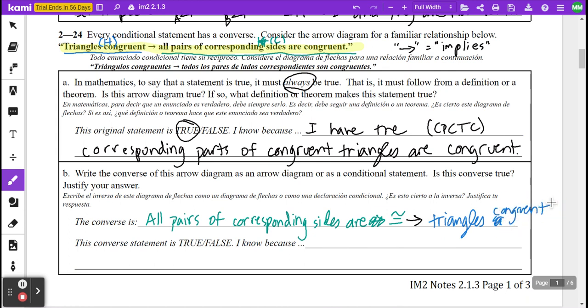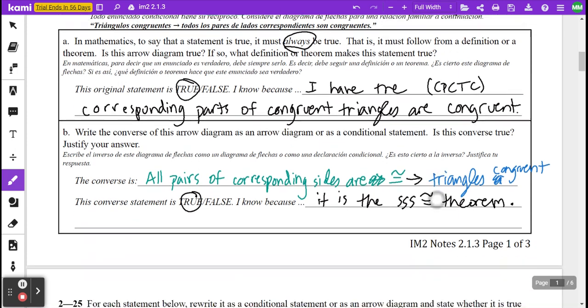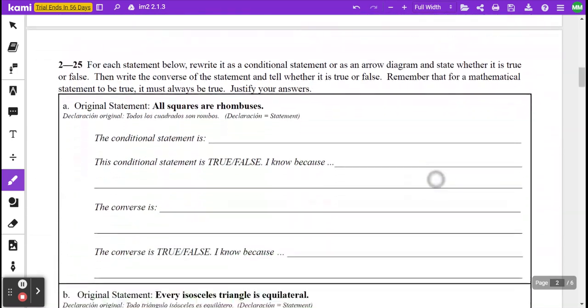And that is also a true statement. I know because it is the side congruence theorem. So here we have a situation where the original statement is true and the converse is also true. I'm starting to notice that the truth of the converse is independent of the truth of the original statement. One does not depend on the other.